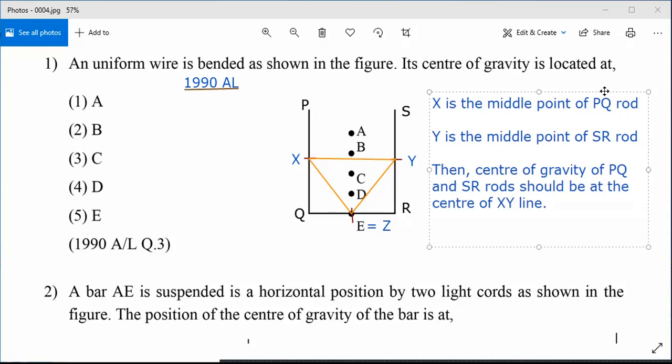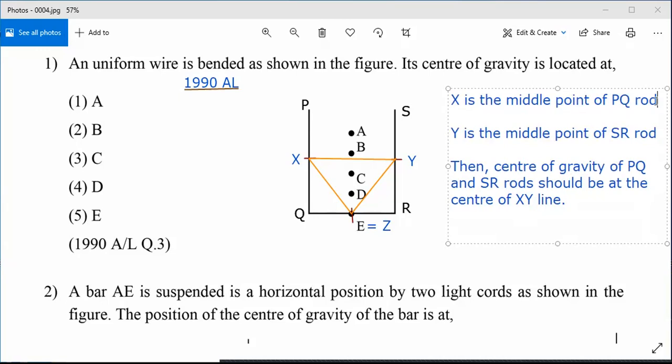Okay, dear. So this is the point. So what are the points that I have written? X is the center or middle point of PQ rod. Y is the middle point of SR rod. Then the center of gravity of PQ and SR rods should be at the center of XY line. Okay.